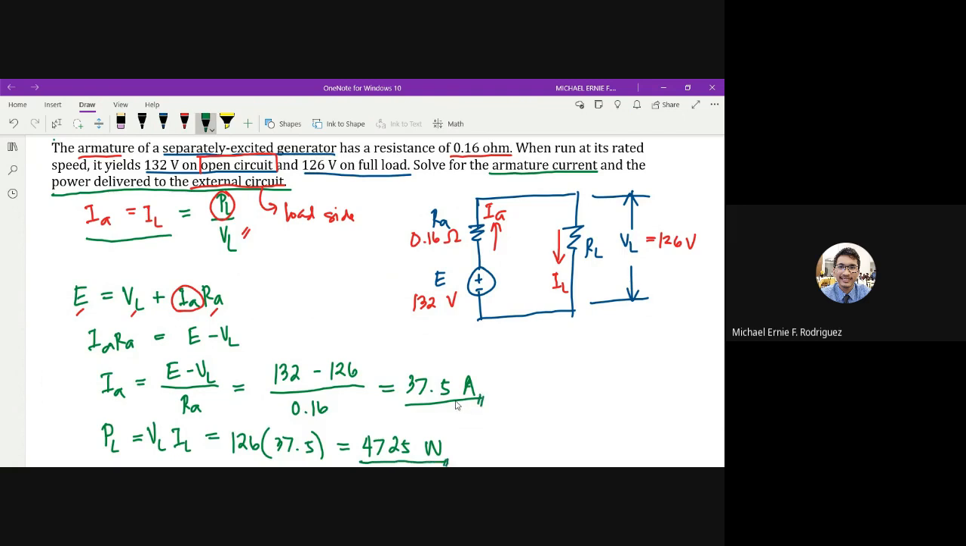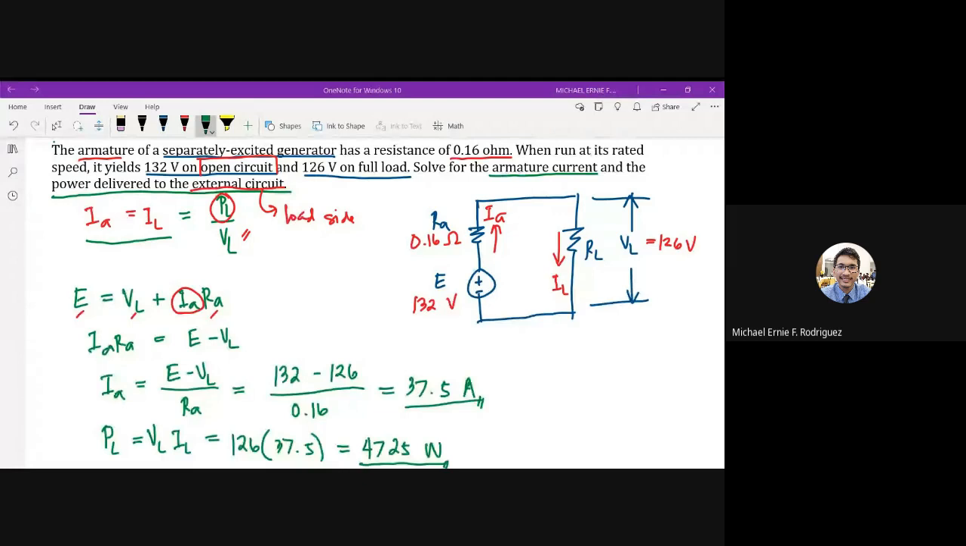So, may tanong kayo before we proceed to the next problem? Madali lang, no? Wala pa, sir. Madali pa siya. Okay lang. Opo. Sige. Next tayo.